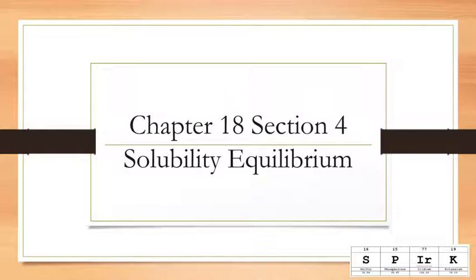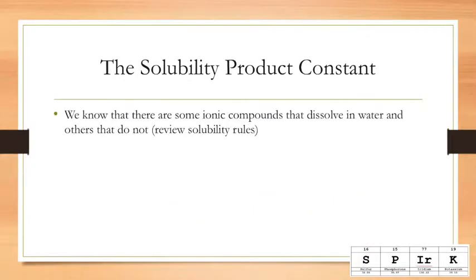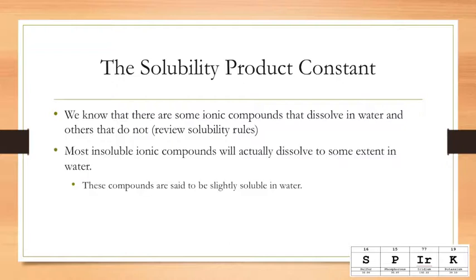This is Mr. Spurk, and this is your Chapter 18, Section 4 notes over solubility equilibrium. We know that there are some ionic compounds that dissolve in water and others that do not, and you should review your solubility rules for this reason.